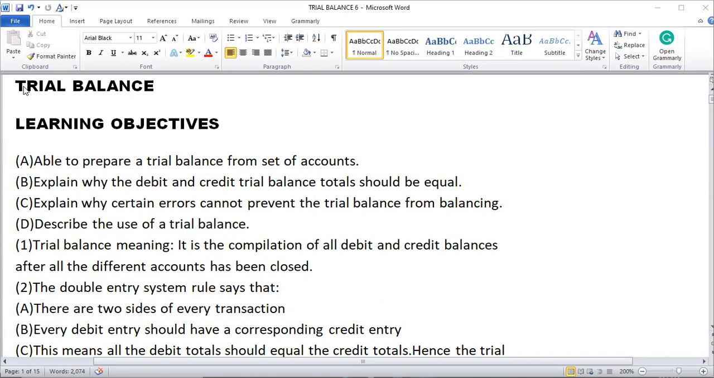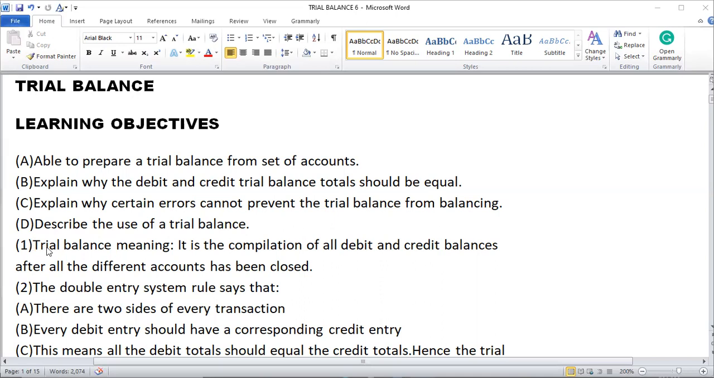So today's lesson is trial balance. The learning objectives. A, be able to prepare a trial balance from a set of accounts. B, explain why the debit and credit trial balance totals should be equal. C, explain why certain errors cannot prevent a trial balance from balancing. D, describe the use of a trial balance. So let us start.